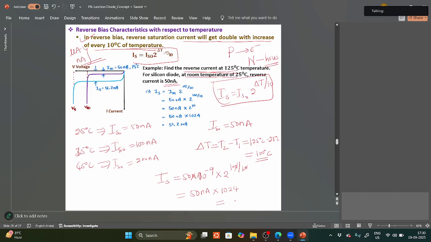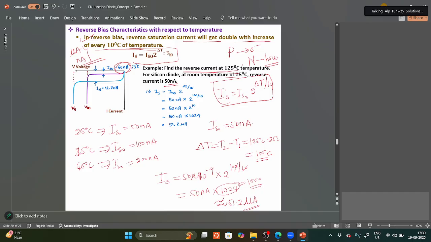So this becomes an approximate value. If you take this approximately as 1000, it is 51.2 microamps. Just this one you approximate to 1000. So 1000 means 51.2 microamps. So previously, what was the current in terms of nanoamps?